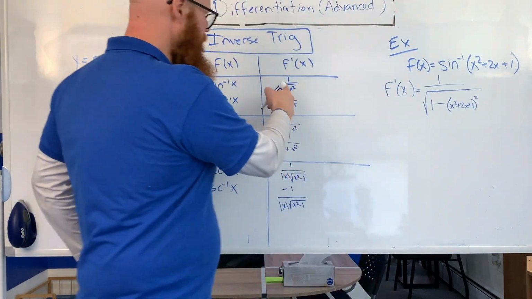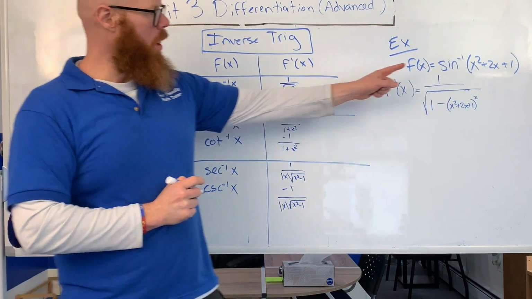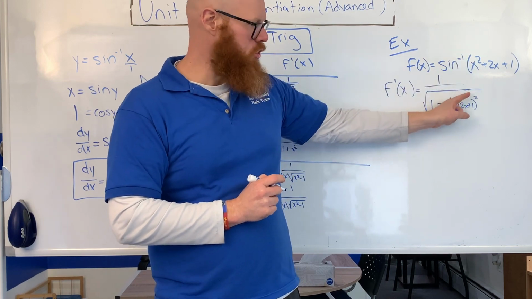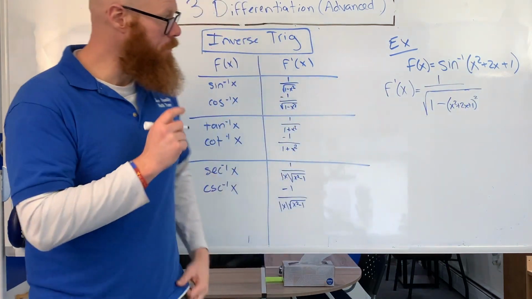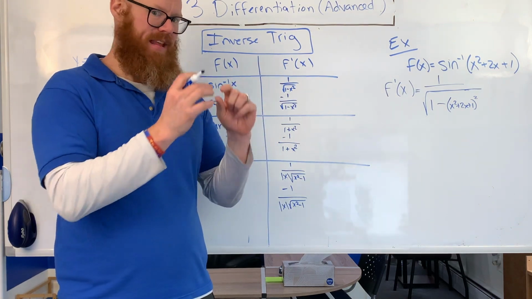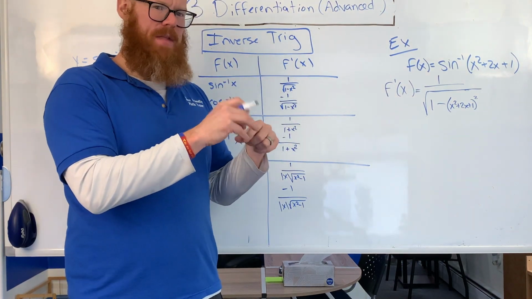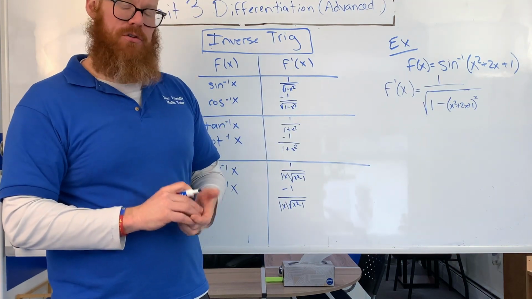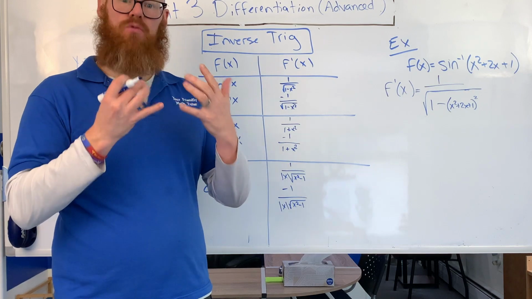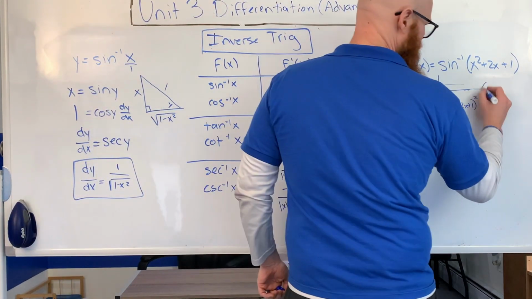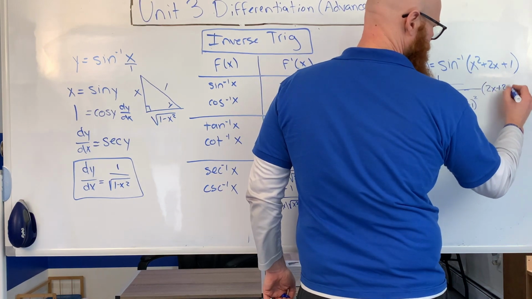So that is what this rule is saying. 1 over the square root of 1 minus whatever the input is squared. But we're not finished, because that's just the outside function with the inside function in it unchanged. We have to use the chain rule. We have to multiply by the derivative of the inside function, and that is simply 2x plus 2.